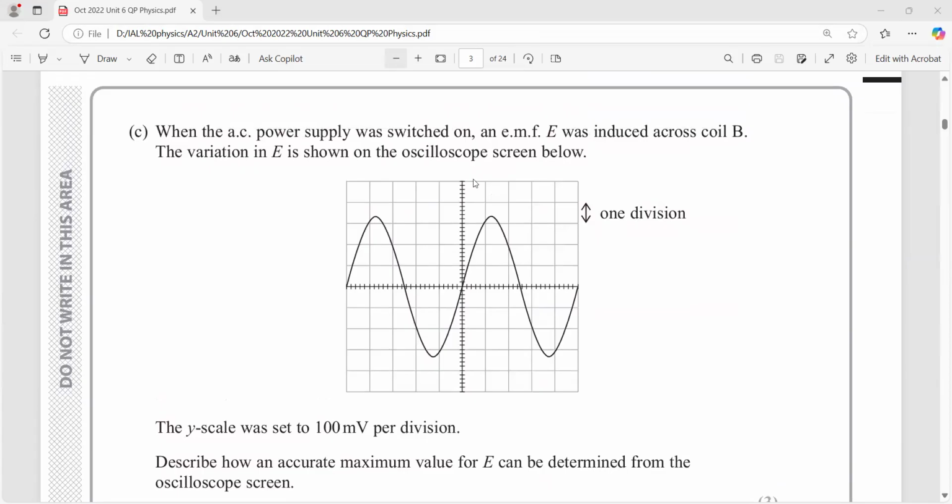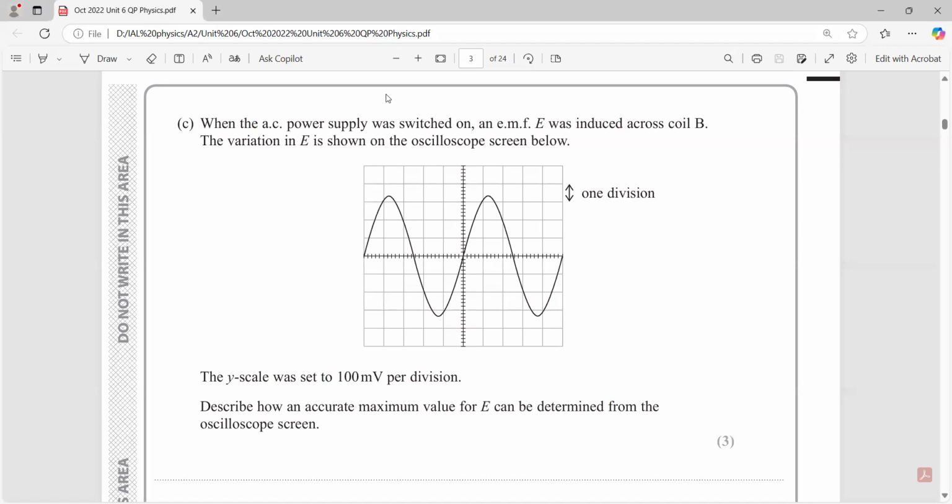Next, when the AC power supply is switched on, an electromotive force (EMF) is induced in coil B. The variation of EMF is shown. The Y scale is set to 100 millivolts per division, which means on the Y scale, one division is 100 millivolts, that is 100 into 10 to the power minus 3 volts for one division.